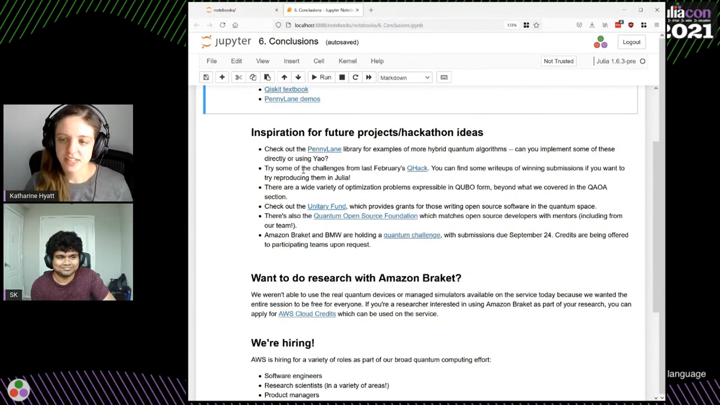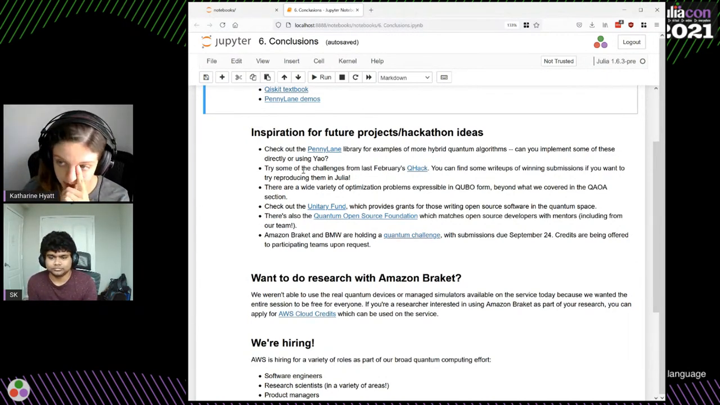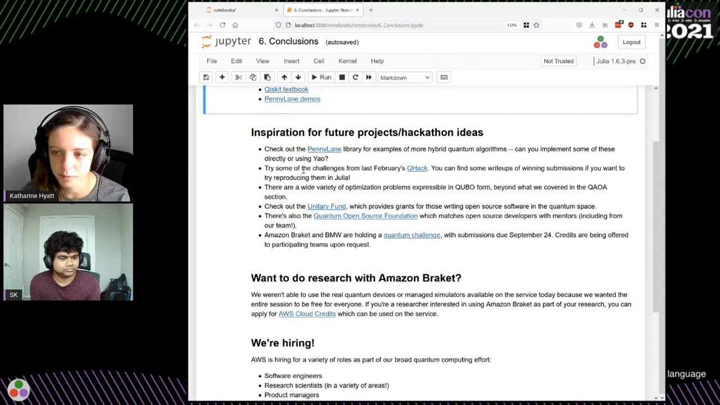And if you're interested in learning more about future projects or hackathon ideas, again, the PennyLane library has examples of lots of different hybrid quantum algorithms. You could try implementing some of these yourself directly or using Yao. Last February, and I believe next year as well, there will be this quantum hackathon called QHack. You can find a lot of write-ups of winning submissions if you're interested. A lot of them are on arXiv or were written up on the PennyLane blog. So you could definitely try reproducing those in Julia.